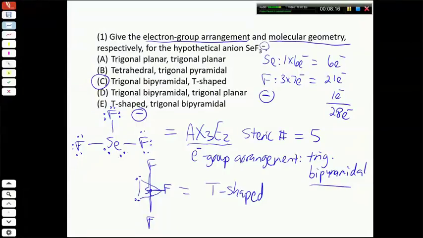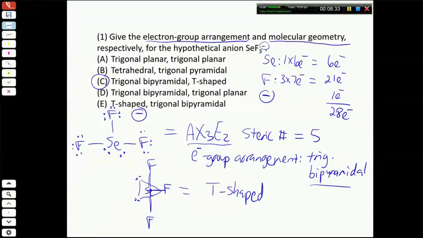So however you want to remember it, when you have trigonal bipyramidal electron group arrangements, however many lone pairs you have, they're going to go on the equatorial plane, and that's what gives those characteristic shapes that are associated with that electron group arrangement. Anything else? Yep.